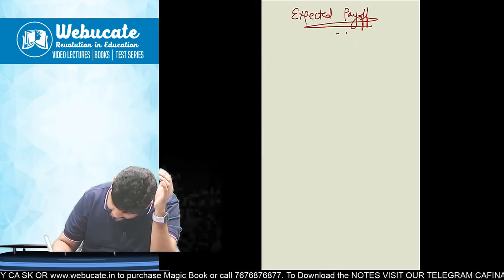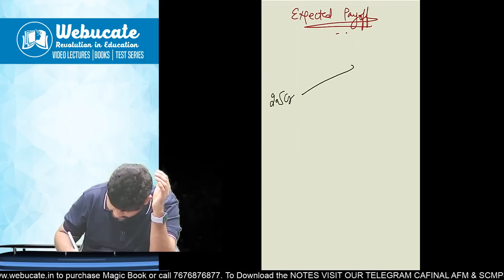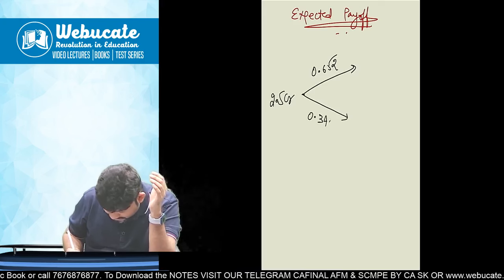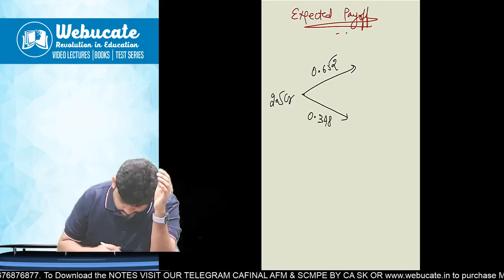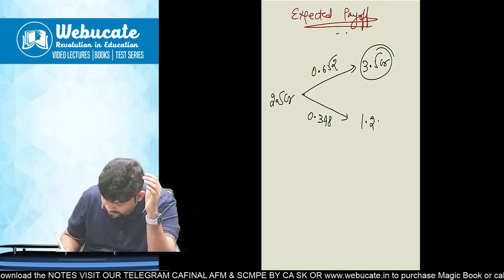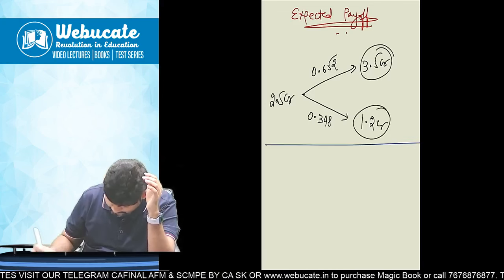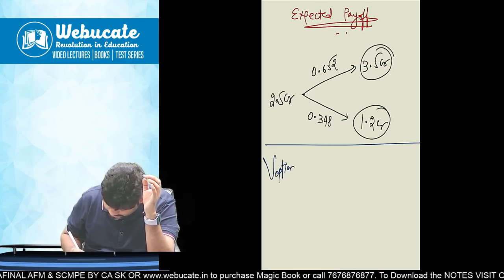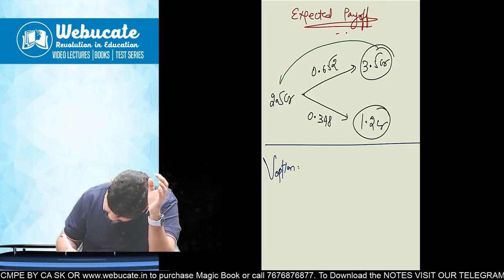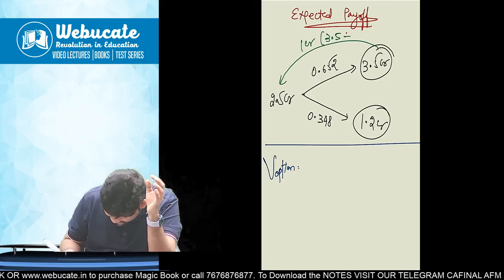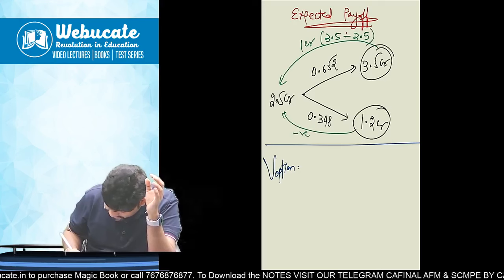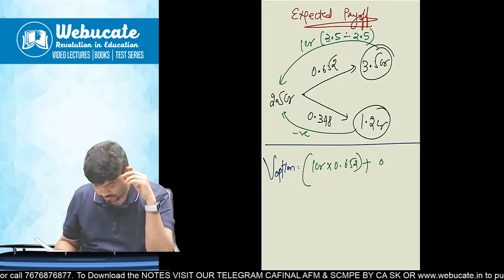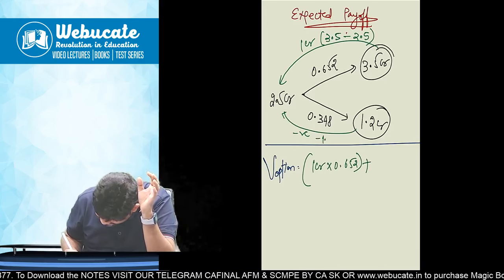So at 2.5 crores, let's draw the binomial. 0.652. This is 3.5 crores. This is 1.2 crores. So, value of option will be, at this, the payoff is 1 crore. How? 3.5 minus 2.5. But here it is negative. So, 1 crore into 0.652 plus 0. Plus 0. But here, how much negative? It is minus 1.3 crores.